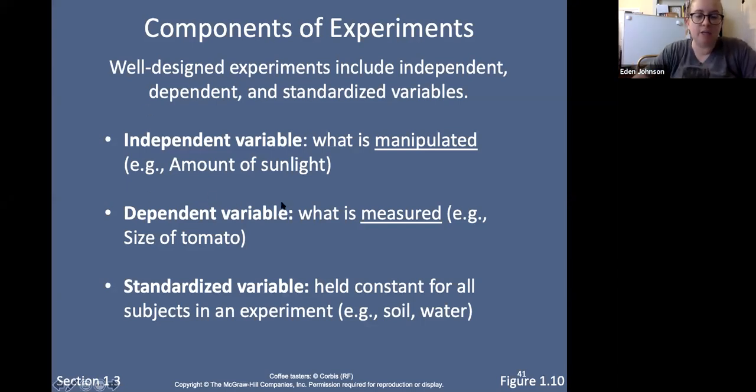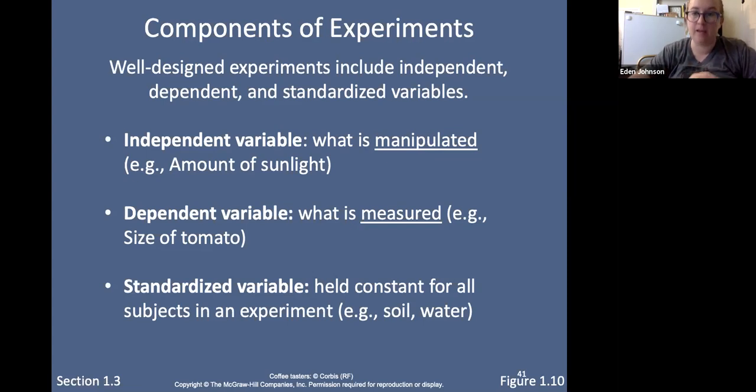So then your dependent variable is whatever is measured. Now, you can have many dependent variables. You can say, okay, well, I'm getting larger tomatoes because of this increased sunlight. Am I also getting more tomatoes overall with this increased amount of sunlight? So you can have multiple things that you're measuring, like the size or the number or the height of the tomato plants, but should you have more than one independent variable per experiment?